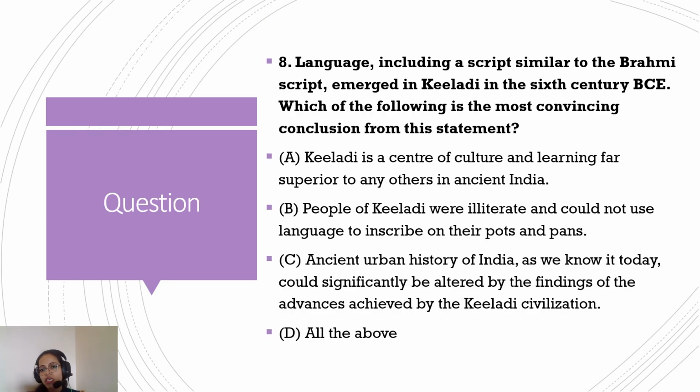Okay. Language, including a script similar to the Brahmi script, emerged in Kiladi in the 6th century BC. Which of the following is the most convincing conclusion from this statement? Kiladi is a center of culture and learning far superior to any other in ancient India. There is no talk about superiority of the Kiladi culture. People of Kiladi were illiterate and could not use language to inscribe on their pots and pans. No, we saw that even a farmer could write his or her name on the pot. Ancient urban history of India as we know it today could significantly be altered by findings of the advances achieved by the Kiladi civilization. So this is your answer.